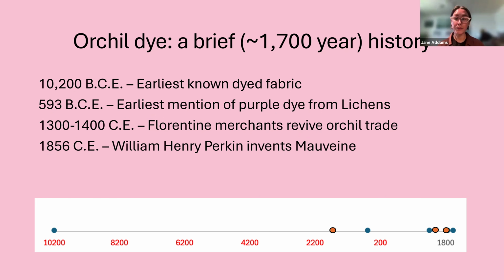I can't talk about purple dye without mentioning Tyrian purple. This is possibly the most significant historical purple dye. This is the dye made from mollusks. The earliest evidence of Tyrian purple is from 1600 BCE. And there is some evidence to suggest that Orchil dye was originally added to the Tyrian purple dye vat, either to shift the color or as an extender.